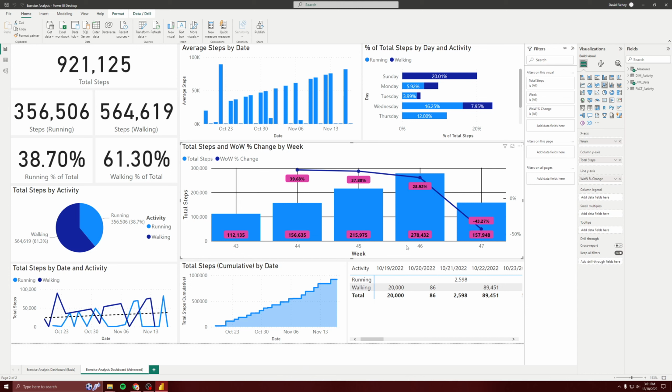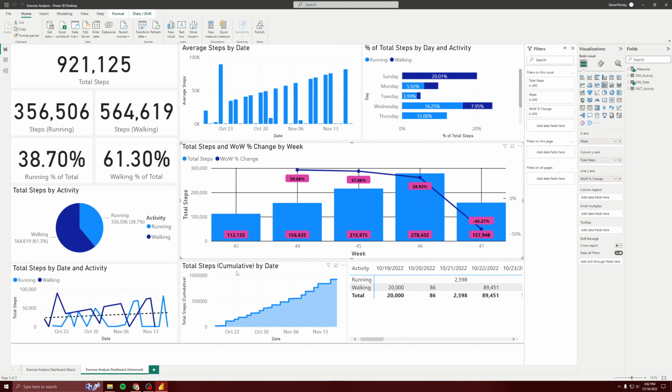So here are the different weeks, with total steps and the totals. You see week 46 at the most, but for the week over week percent change, it went down. So it grew 37.88 and then went down to 28.92. So it wasn't that much of a difference here and here, but here there's a huge difference.